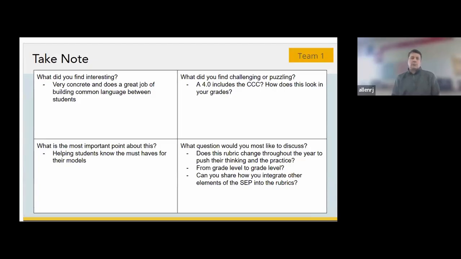Does the rubric change? The rubric doesn't change throughout the year. The levels change for them, but the DCIs that they use will change, and the CCCs will change. Grade level to grade level, in my mind, in this perfect world that I see, every grade would focus on 3 different SEPs, and that's how they would focus on it.